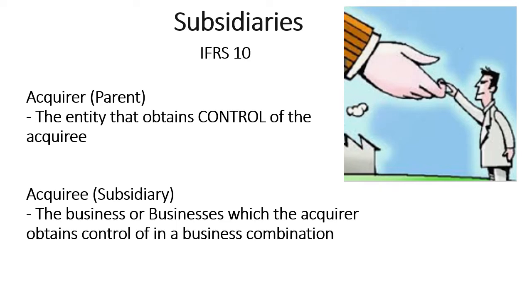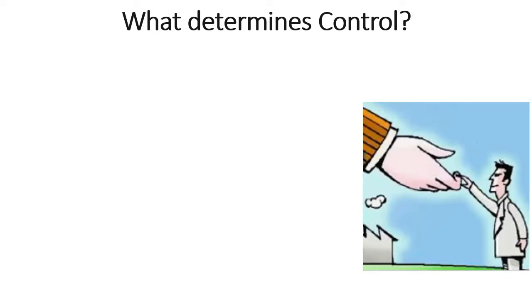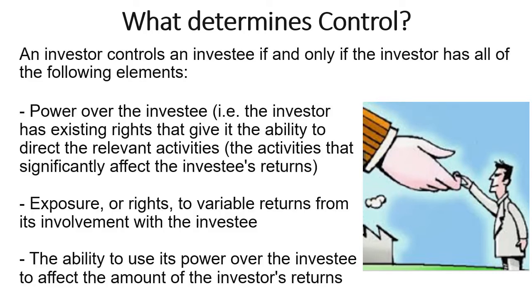So what determines this type of business combination is the word control. We'll unpack the word control further in the upcoming slide. This is the word that differentiates a subsidiary-parent relationship from other types of investments. What determines control? You have three elements that need to be met to determine that control does exist in a parent-subsidiary relationship.